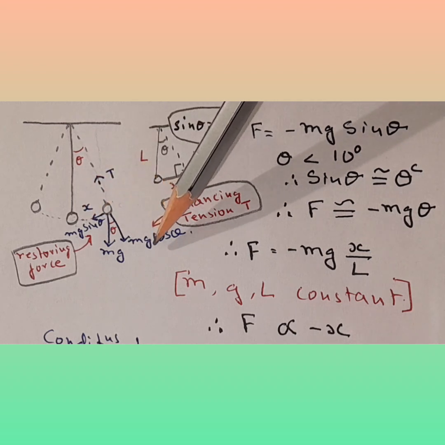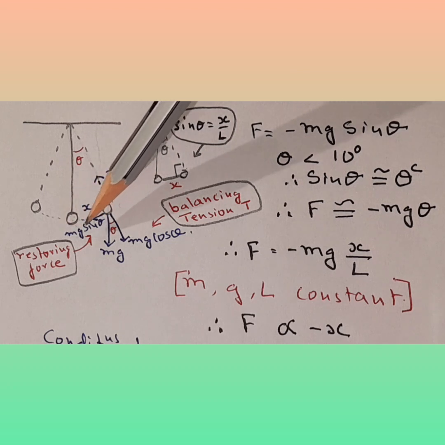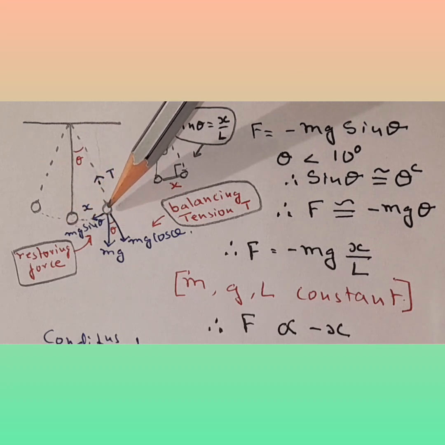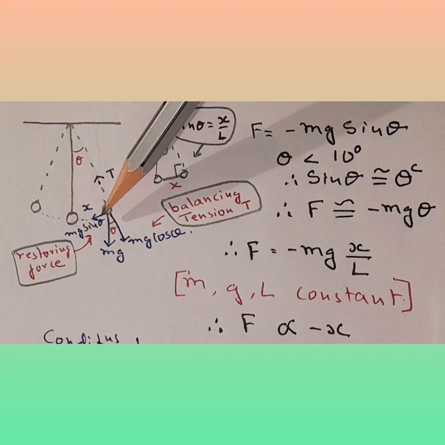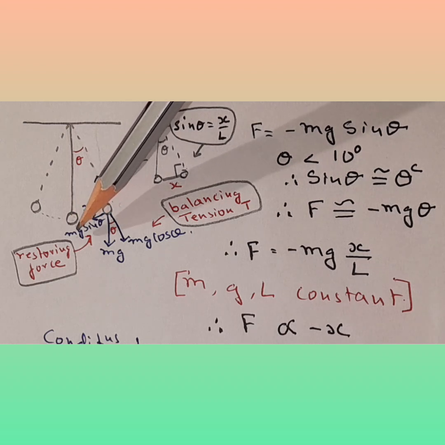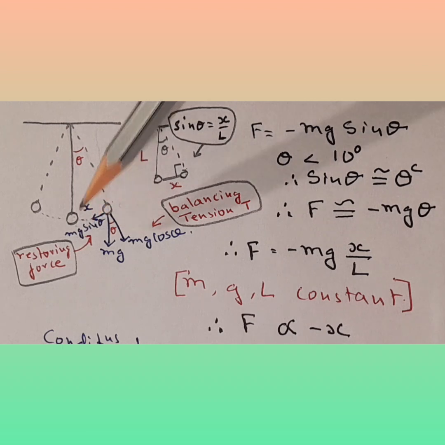What is mg cos theta doing? Mg cos theta is balancing the tension in the string. And what is mg sin theta doing? Mg sin theta is the restoring force provided to the bob to go back. So the equation is set. We know the restoring force is mg sin theta. So coming back here, F is minus mg sin theta.